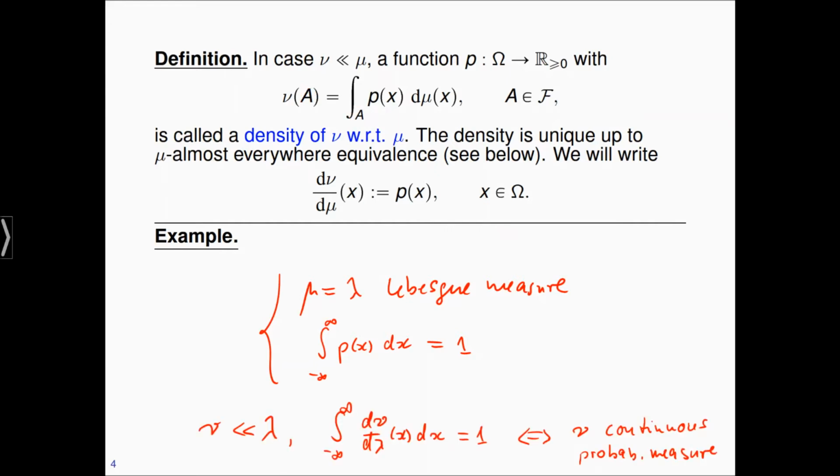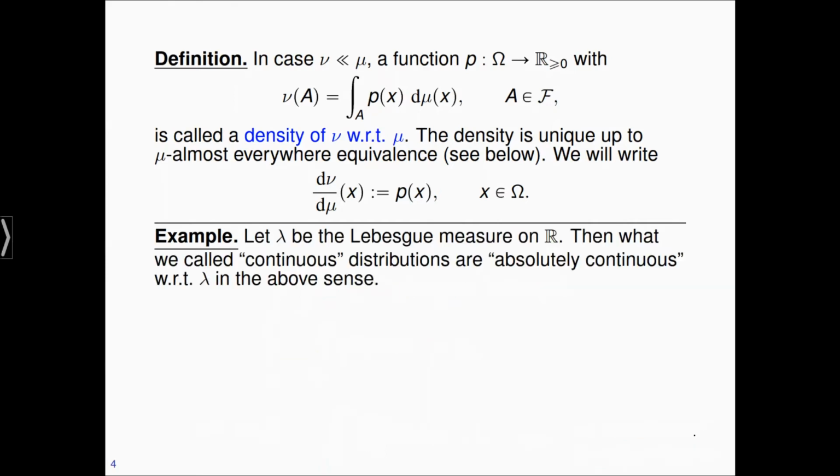So in this new notation, nu is absolutely continuous with respect to lambda, being the Lebesgue measure, and the density of nu with respect to the Lebesgue measure is the density p. If you integrate that up, then you obtain 1. And this is if and only if nu is a continuous probability measure, that's what we called continuous probability measures. I wrote this here as text: if lambda is the Lebesgue measure, then what we called continuous distributions are actually, in the new notation, absolutely continuous probability measures with respect to the Lebesgue measure.